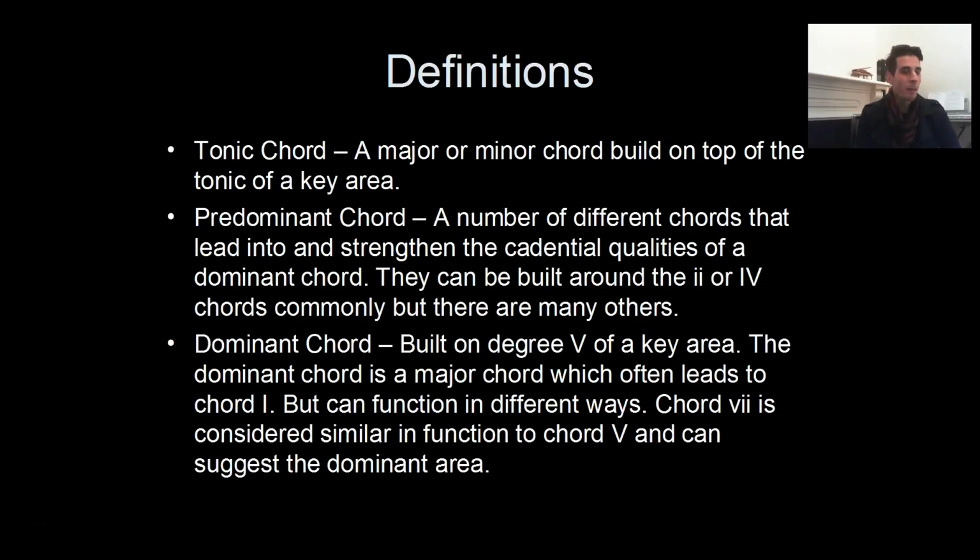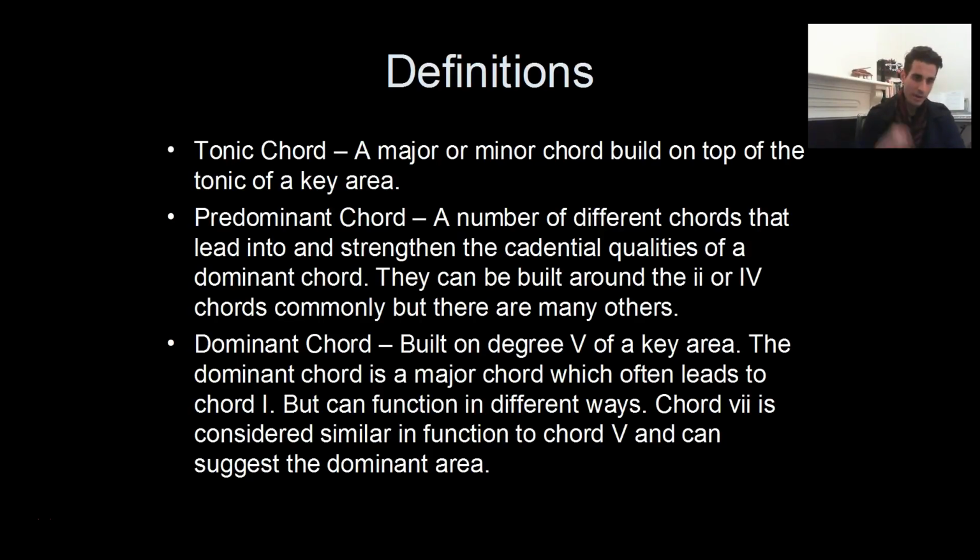Chord 7 is a subset of chord 5. Although it's not the dominant chord, we know that the notes of chord 7 are part of a 7th chord built on chord 5. So we think of chord 7 as a subset of chord 5, and it suggests the dominant area, particularly because it's built on the leading note, and so the root note of chord 7, which is the leading note, leads towards or resolves to the tonic. And that is part of the dominant chord area, or the function of the dominant chord.